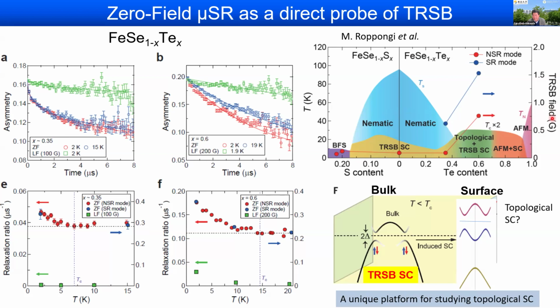So, let me just ask one more thing. You're saying there's this internal field. Which direction is it going? So, we can change the muon direction, and the SR and NSR modes have different geometry. And we find a larger signal from SR, meaning that it's likely related to the C-axis. It is parallel to the C-axis. That's right.